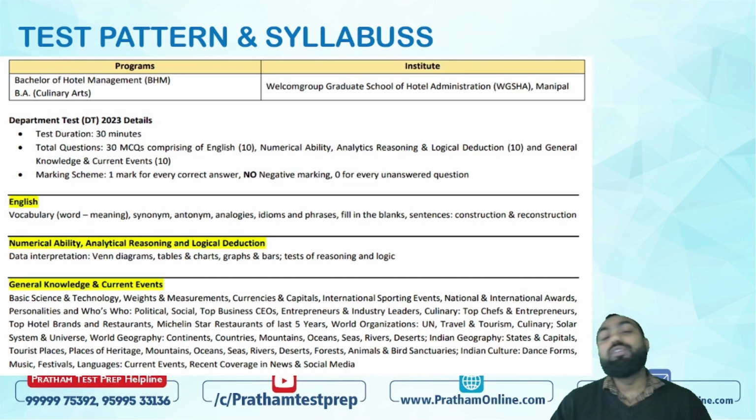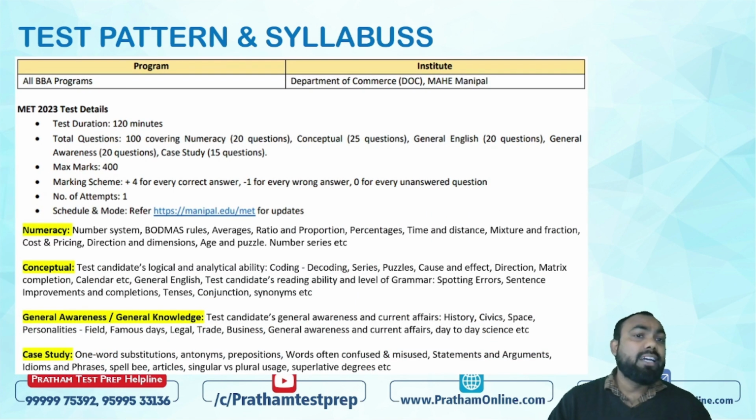Now if we move to the next part, here we can discuss the test pattern and syllabus. For Bachelor of Hotel Management and BA Culinary Arts, we can see the test duration is 30 minutes and they have 30 questions. There is no negative marking, and we can see +1 for the correct answer, 0 for each unanswered question. The test syllabus is given here. You can go through it once or you can just take a screenshot. Now moving on to the next slide.